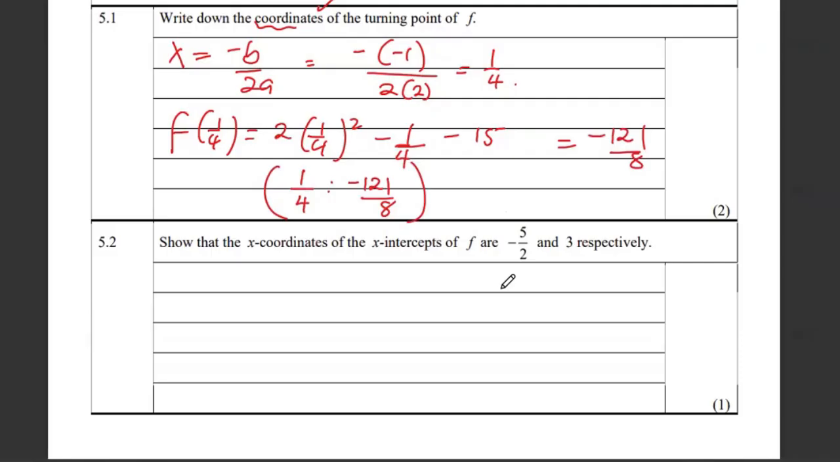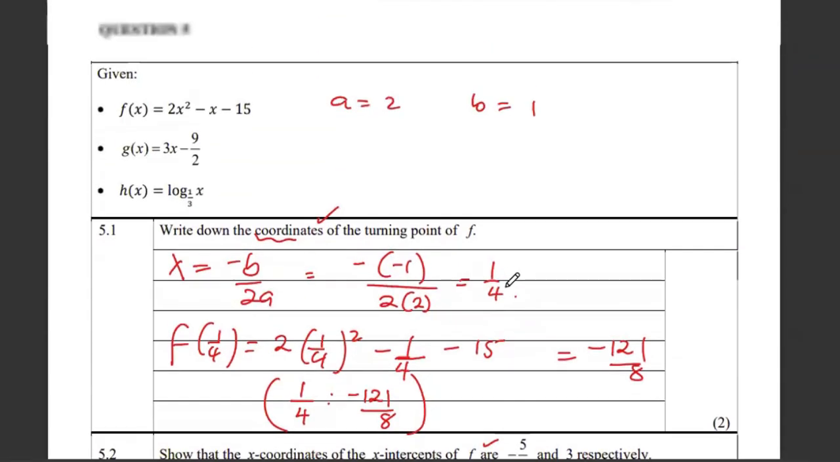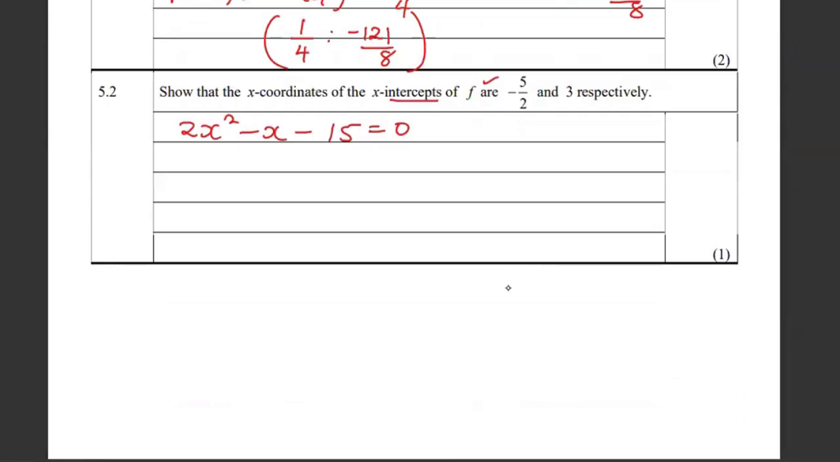Okay, show that the x-coordinates of the x-intercepts of f are this and that. Okay, so they want us to factorize and show them how we are factorizing. So y is going to be 0 for the x-intercept. Okay, open your brackets. So 2x squared is just going to be 2x and x. For me to get a 15, I can have the 5 and the 3. So where am I putting the 5? I can put it here. Can put my 3 there. Is it going to make sense?